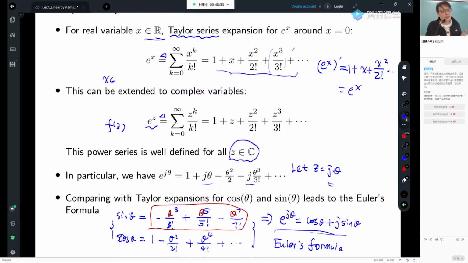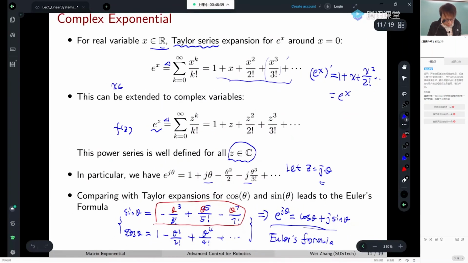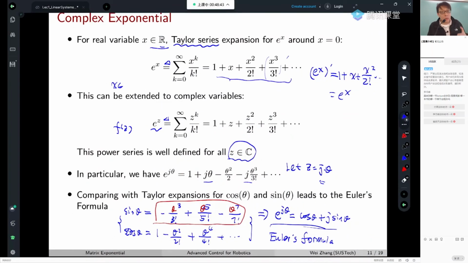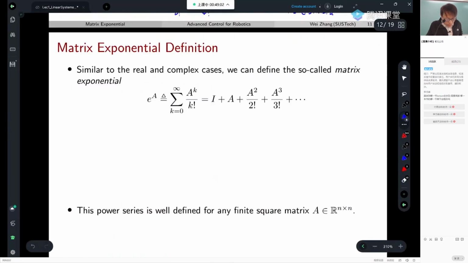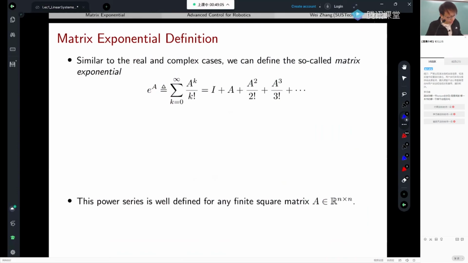Why do I talk to you about all of this? It is a little bit about history, a little bit about basic calculus, because that will make sure you gradually accept how to define the matrix exponential. So I can define it this way, and that's how this connects to other knowledge you may have heard about. And for a matrix, I can also define the so-called matrix exponential. I'm using the same formula, similar to the complex case.